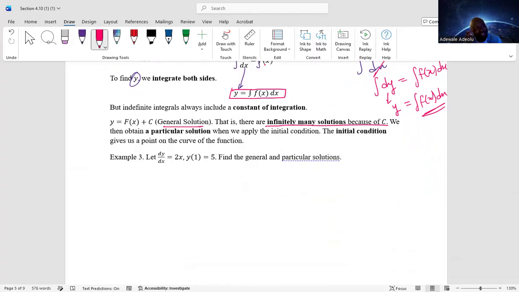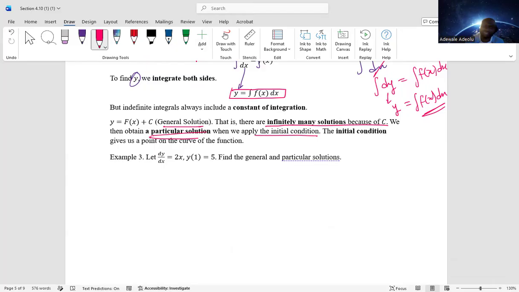What do I mean? Maybe you have a function that represents the population of a particular city over time, like all the times, but you are interested in just, let's say, time t equals 0. So you want to look at it at that particular time. What is the population, right? So that is what we mean by particular solution. And that occurs when we apply the initial condition.